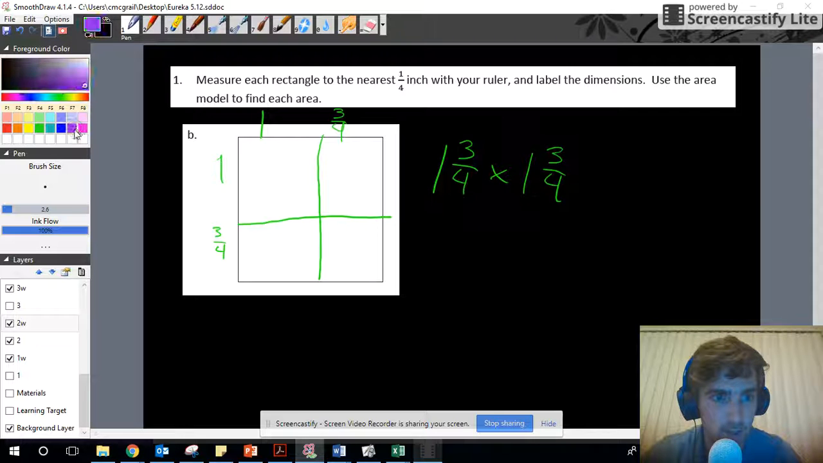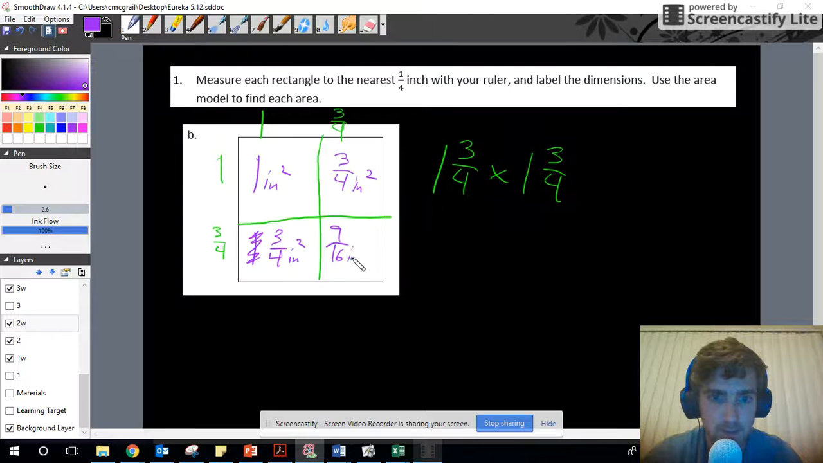On the inside, we have 1 square inch. Pretty easy, 1 times 1. Now over here, we have 1 times 3/4, which is 3/4 square inches. Here we have 1 times 3/4, so 3/4 square inches. And then here at the end, we have 3/4 times 3/4, which is 9/16 square inches. So far, this has been a pretty straightforward problem, but right about here is where it's going to get slightly more challenging.